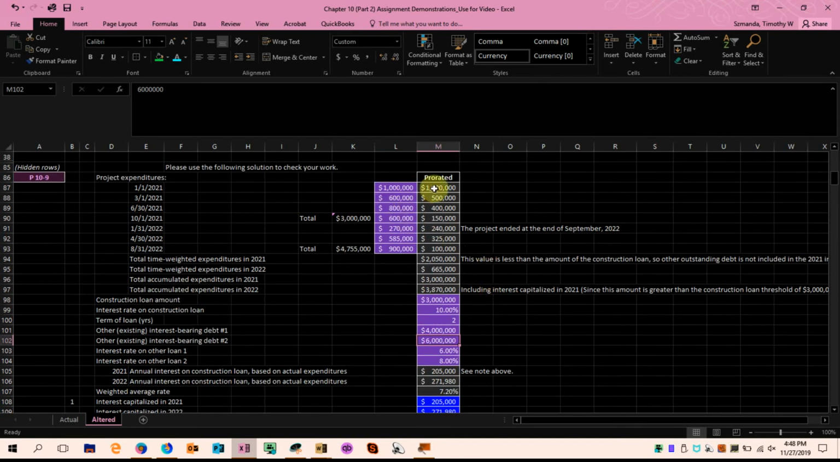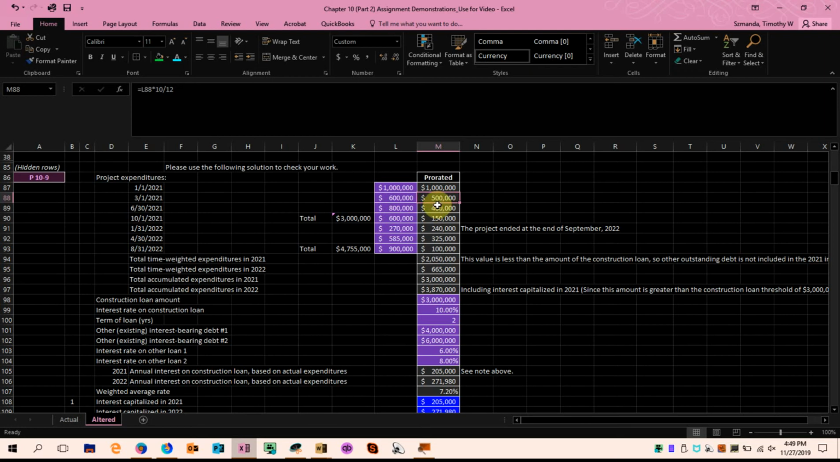So let's prorate the expenditures. Well, you can see the $1 million incurred in January of 2021 was outstanding all year. So it's going to be the full amount, 1 million times 12 twelfths, 12 months out of 12 months. The next expenditure was $600,000, but that expenditure was not made until March 1st. So this $600,000 was not outstanding all year. It was only outstanding for 10 twelfths of the year. So we multiply 600,000 times 10 twelfths.